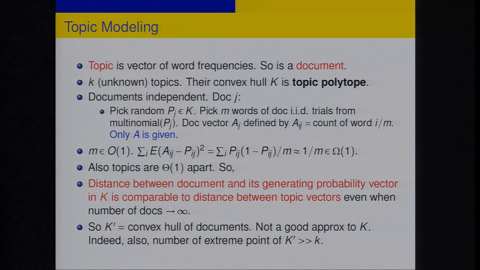So because of this, if I take the convex hull of the documents, which is all the data I'm given, that's no good as an approximation to K. You saw that in the picture. The red points, the convex hull is much bigger than the black points, right? So that's one difficulty. Now we want even a simpler problem, just to learn the number of extreme points of K, not necessarily K itself.